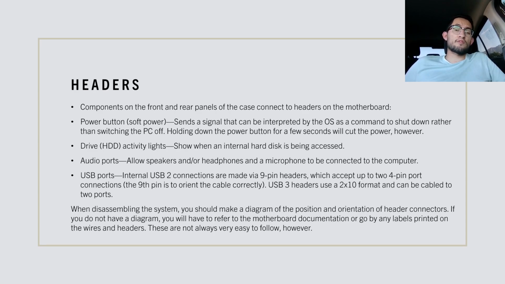When disassembling a system, you should make a diagram of the position and orientation of the header connectors. If you do not have the diagram, you can refer to motherboard documentation or go by any labels printed on the wires and headers. These are not easy to follow, however. So yeah, if you don't know which one's which, they might have a diagram. We saw this in my last video when we went over motherboard form factors. I'll put a link in the description and the timestamp as well. But the motherboard documentation will show you which is which.